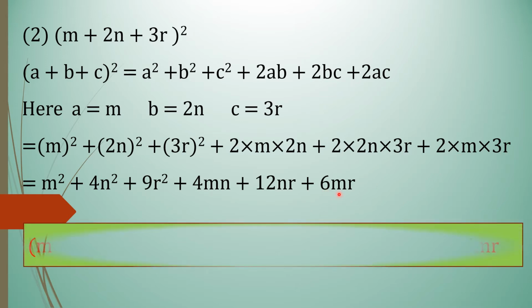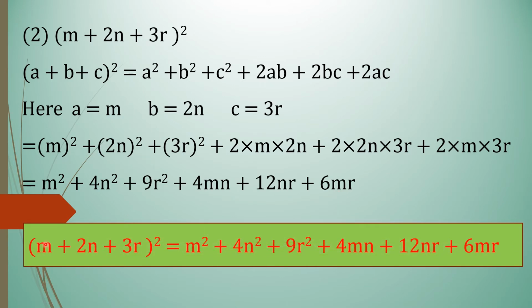I hope you are getting it, students. So finally you'll write down in a box, that is (m plus 2n plus 3r) the whole square equal to m square plus 4n square plus 9r square plus 4mn plus 12nr plus 6mr. Moving to our third question.